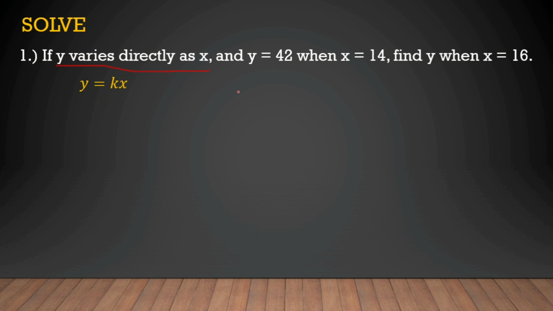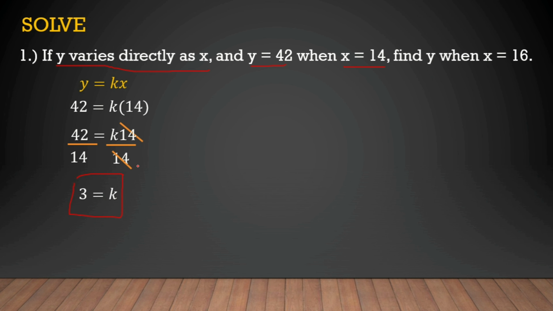Tapos, isa-substitute lang natin yung given natin ng x and y. So, y is 42. Lalagay lang natin dyan. Then, k, then yung x natin is 14. So, 42 is equals to k times 14. So, divide both sides by 14. Cancel. So, para k na lang ang matira dito sa right side. So, 42 divided by 14 is equals to 3. So, 3 is equals to k. Ito yung constant of variation natin.